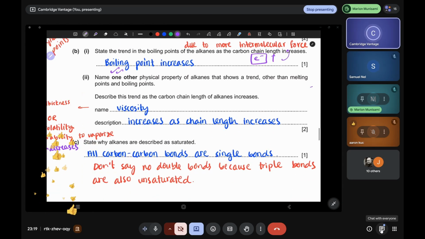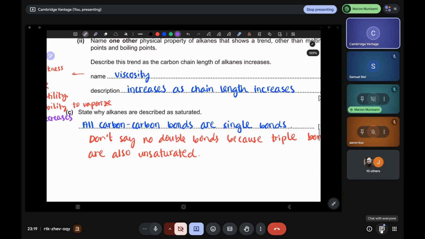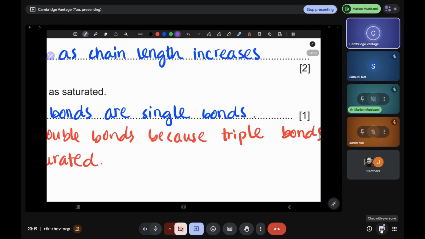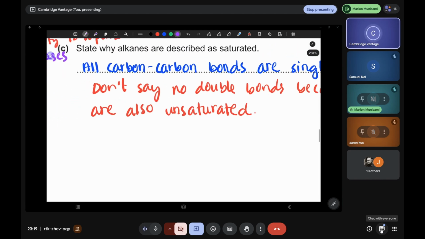And then this one, a very common error that students make. State why alkenes are described as saturated. For saturated, you must write that all carbon-carbon bonds are single bonds. Many students will write that there aren't any double bonds, there aren't any triple bonds. That will not score the mark. It is very, very important you write down carbon-carbon bonds are single bonds, because here's the thing. If you write down there are no double bonds, it could very well imply that it still has triple bonds. And if it does have triple bonds, it's still also considered unsaturated.